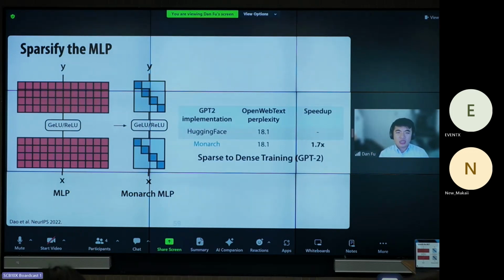So in previous work, if you just take a transformer and do this directly, you can start doing things like sparse-to-dense training. So you take a transformer, start training with some of these block diagonal matrices for, let's say, 80% of the time. And then at the end, you densify and train with fully dense models.